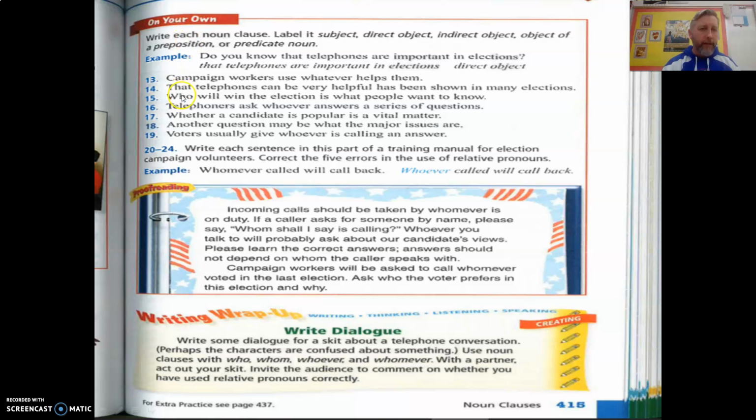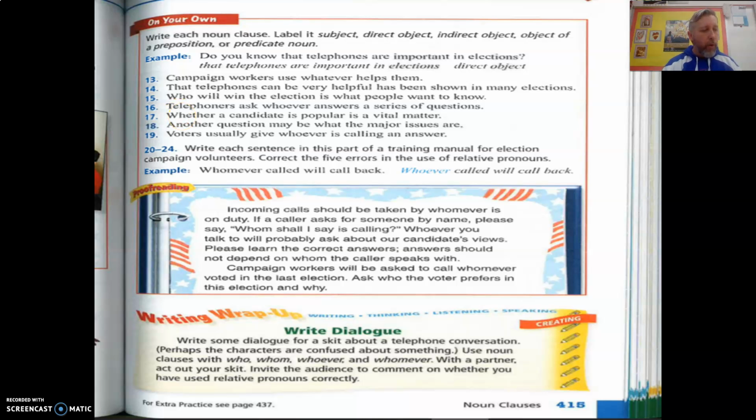And we're back. All right, so this one, I see a that telephones can be very helpful, and it serves as the subject of the sentence. 15, you should have had, there's actually 2 of them. Who will win the election is the subject of the sentence. And then I see a what. What people want to know is actually a predicate noun being linked by the linking verb is to the subject of the sentence. Okay? So there's 2 there. Again, make sure you're reading the whole thing.